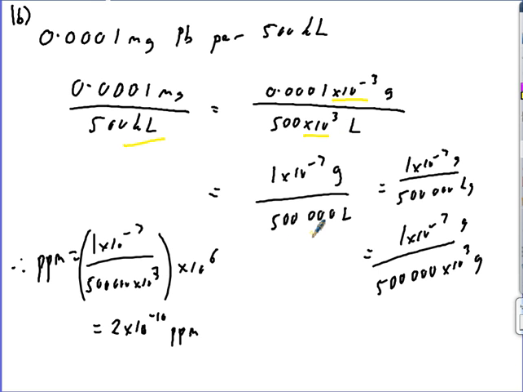The next thing to do is realise that 1 litre is a kilogram, so now we've got grams per kilogram, and then we can replace that kilo with by 10 to the 3, so now we've got grams per grams: 1 by 10 to the minus 7 grams over 500,000 by 10 to the 3 grams. To convert that to parts per million, that's 1 by 10 to the minus 7 divided by 500,000 by 10 to the 3, all by 10 to the 6, which gives us 2 by 10 to the minus 10 parts per million.